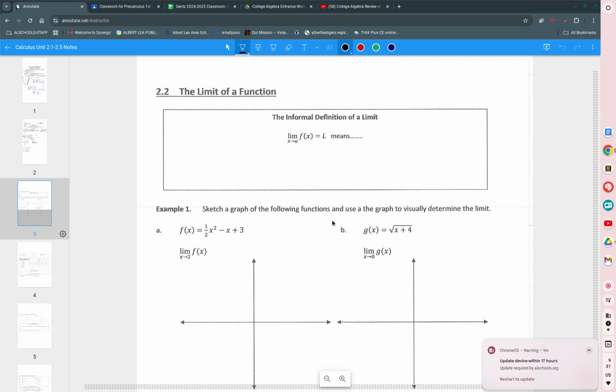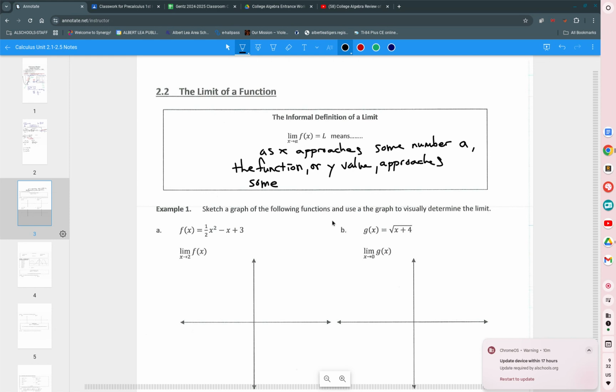And this means as x approaches some number a, the function or y value approaches some number L.